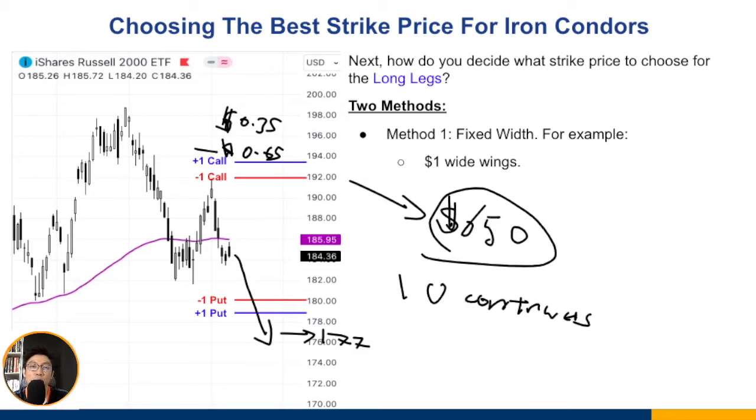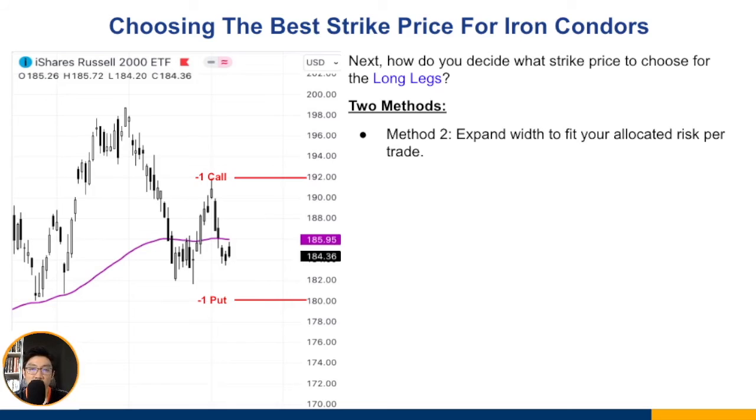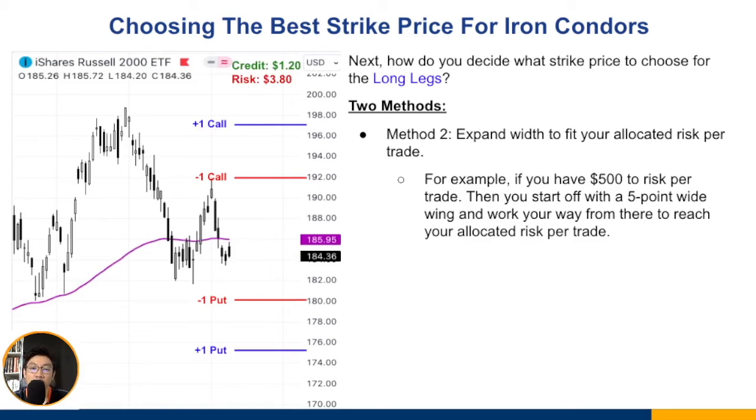So that is why I don't really like this kind of method, to just have a fixed width and then just keep increasing your contracts. My preferred method is actually method number 2, and that is to expand your width to fit your allocated risk per trade. So what do I mean? Let's say, for example, you have $500 to risk per trade, then you first want to start off with a 5-point wide wing and then work your way to reach your allocated risk per trade.